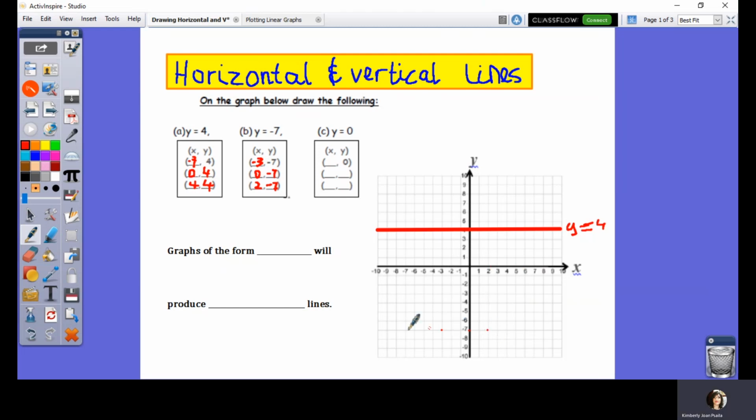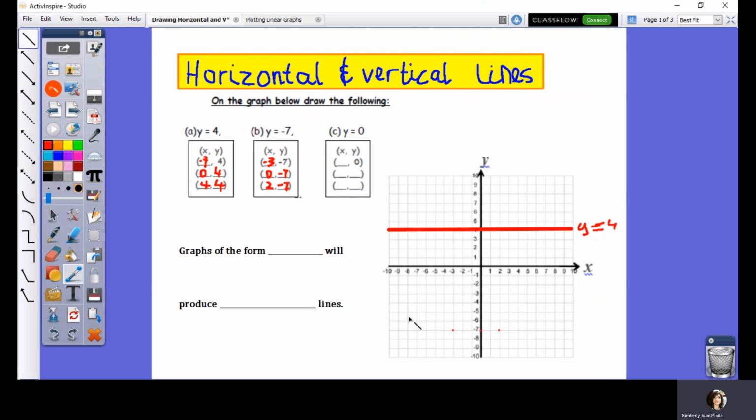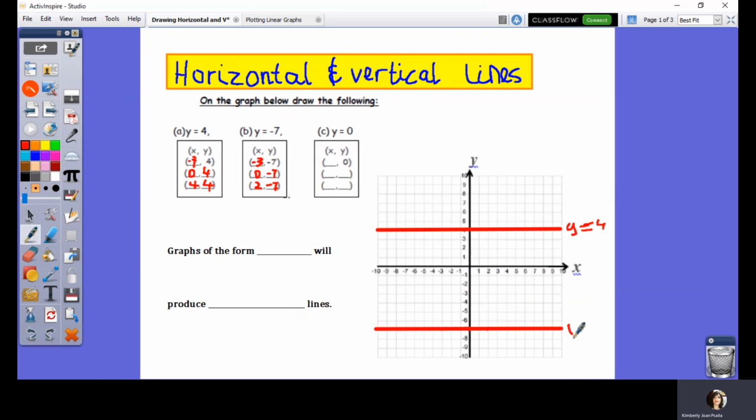Okay, and here we have our 3 points. We can join the line. Since it is a horizontal line, you can elongate your line, since it is always going to be a linear horizontal line. And this line is called y equals -7. As you can see, this line is intersecting the y-axis at -7. Let's go to the other one.